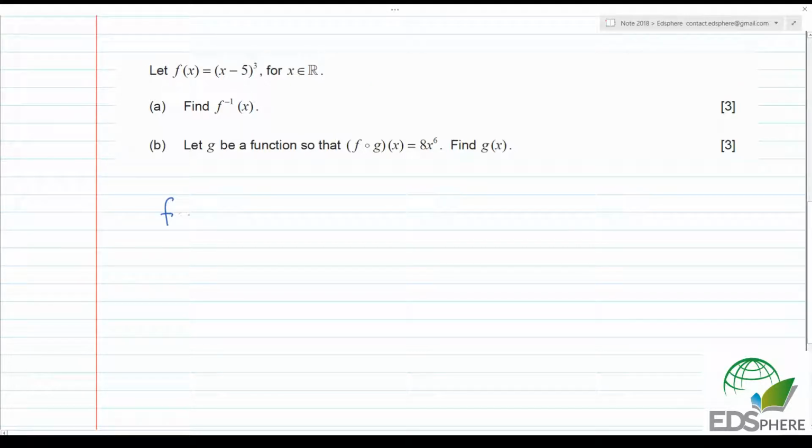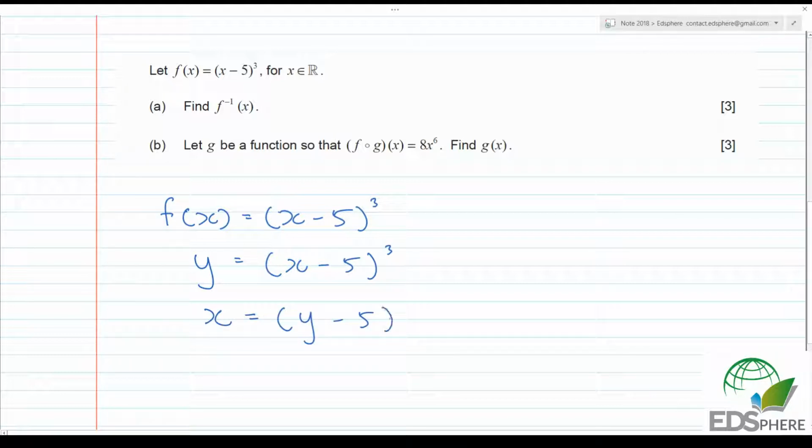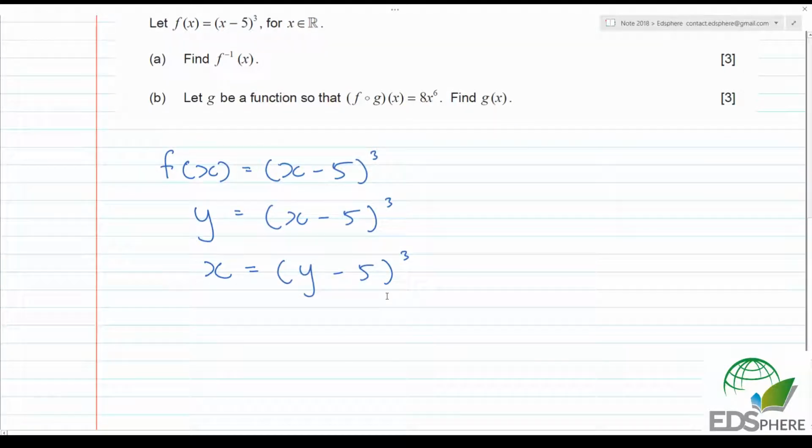So we have f of x equals bracket x minus 5 cubed. Looks nasty, but it's easy. So we're going to have y equals x minus 5 cubed. Actually before that, we're going to switch to x and y. x equals bracket y minus 5 cubed. Because it's a cube and we have to get rid of it, we have to cube root something. So we're going to cube root the x.